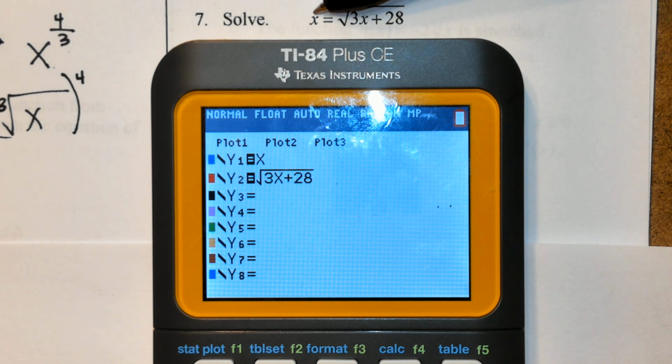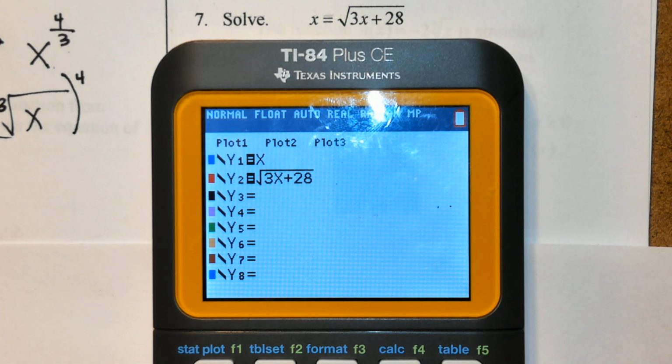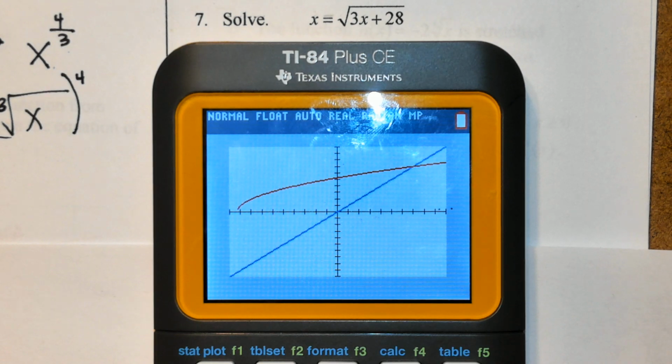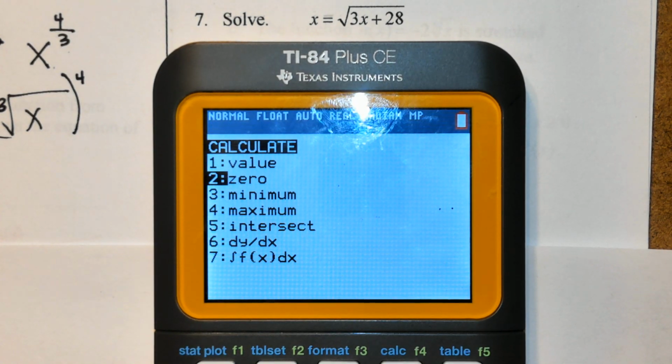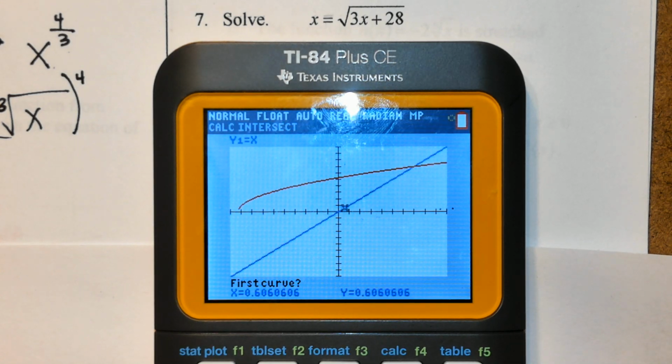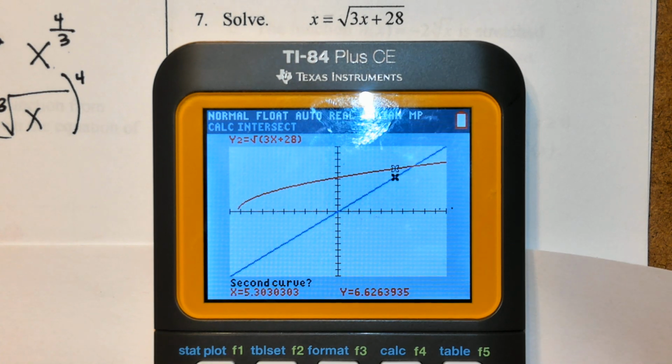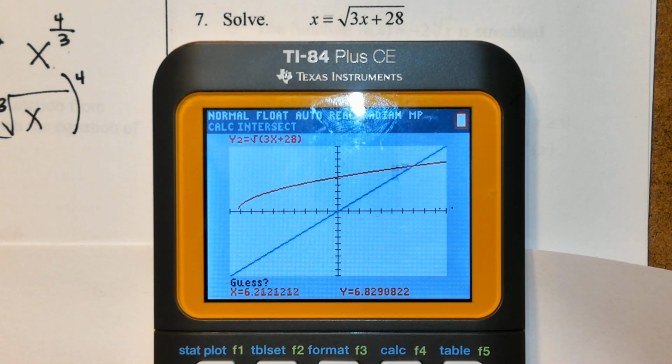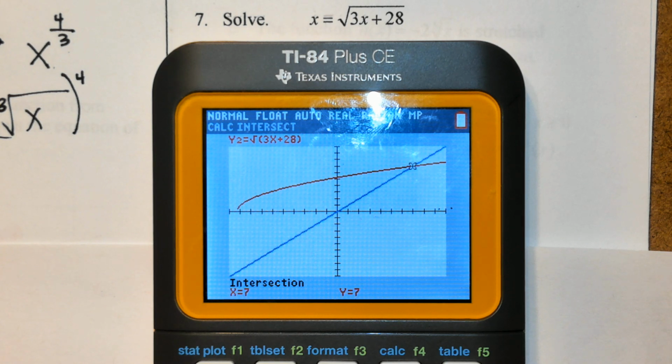Now, the nice thing about using the calculator is it eliminates any extraneous solutions you may have. So I hit graph, I see where they intersect. So I'm going to go second trace, come down to intersect. First curve is the first equation. Second curve is the second equation you plugged in. And I can see they intersect at 7. I want to know the x answer, so 7 is my answer.